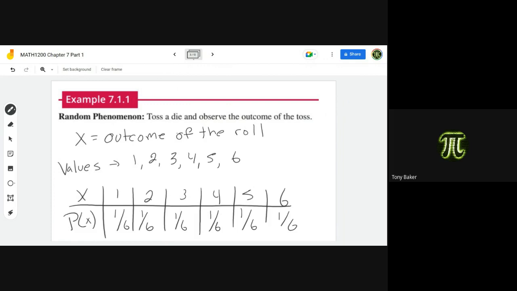Oh, you said the thing for the discrete random variable is variable, value, and probability, right? Yes. You should be able to come up with the variable. You should be able to tell me what the values are. Anytime it's discrete, you should be able to tell me what the values are.